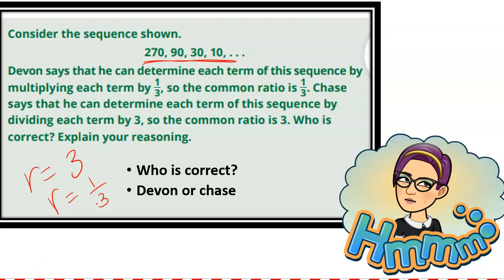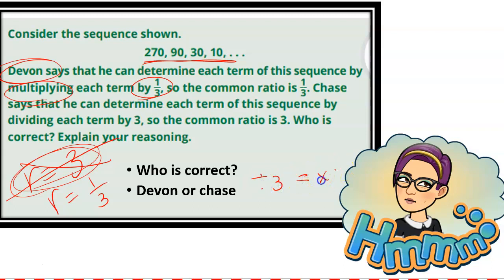That's the question here. If we think back to what I told you at the beginning, r equals 3 tells me I'm multiplying by 3. Instead, I have to write the reciprocal, 1/3, to show divided by 3. So while Chase is correct in saying we're dividing by 3, he's incorrect in his common ratio. However, Devin says he can determine each term of the sequence by multiplying by 1/3, which is correct. Dividing by 3 is the same as multiplying by 1/3. Devin is correct.